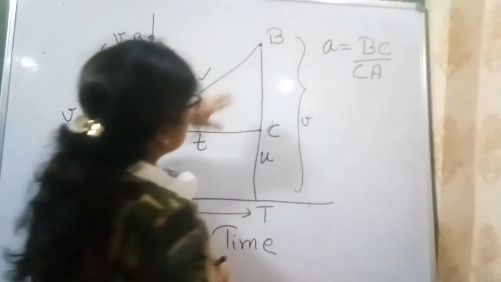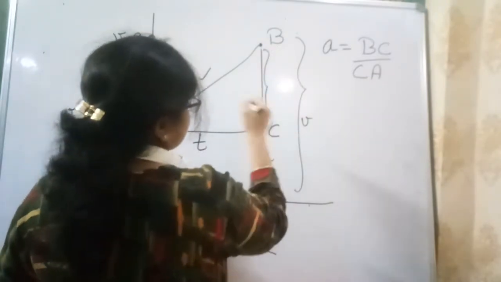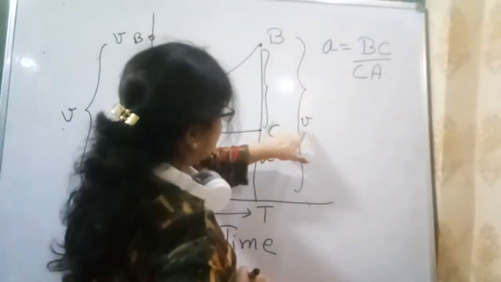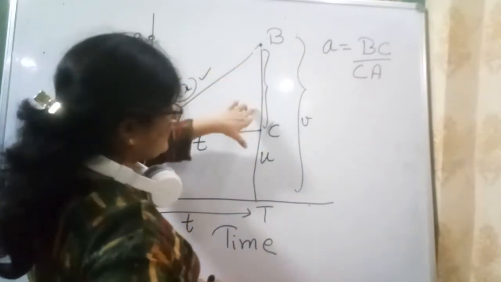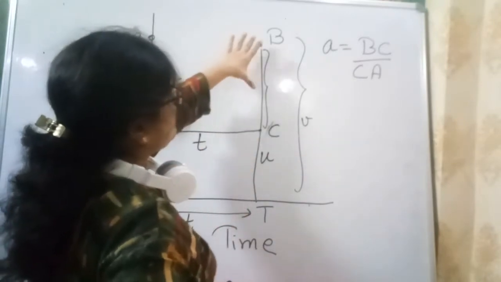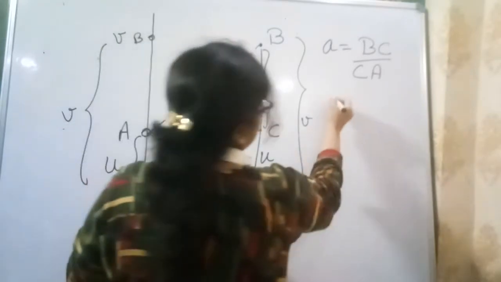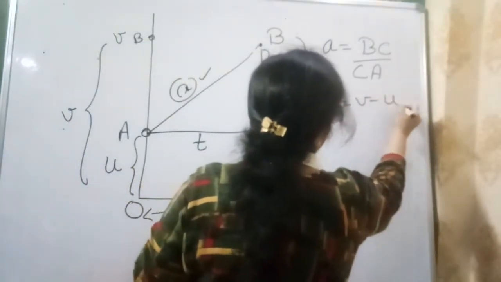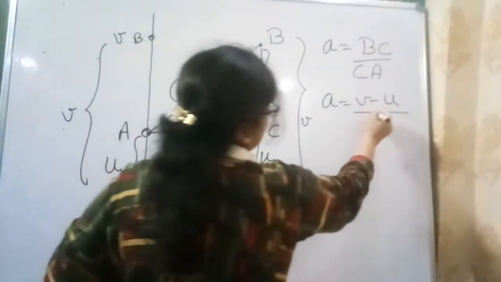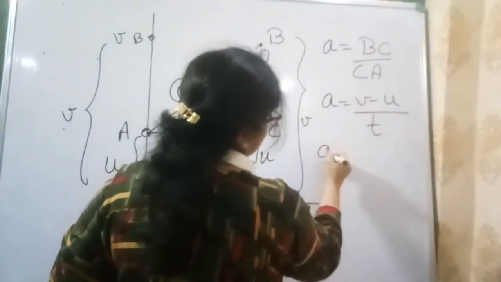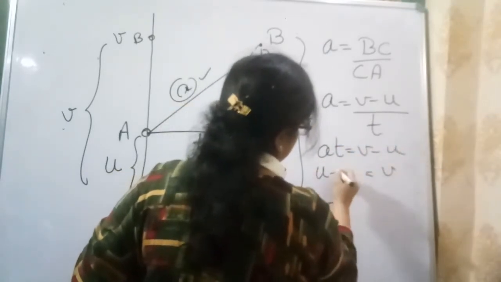Now, BC. BC is this much. So, BC is what? V minus U. Then you can calculate BC, because BT is the sum of BC plus CT. Now, whenever you have to find BC, you have to subtract U from V. What is the value of CA? That is T. Clear? Then cross multiply. AT is equal to V minus U and V is equal to U plus AT.